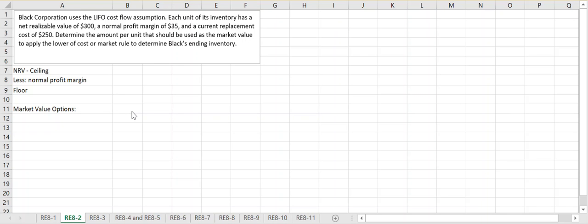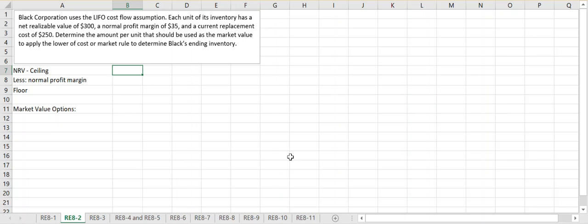So it tells us the Black Corporation uses the LIFO cost flow assumption. Each unit of its inventory has a net realizable value of $300, a normal profit margin of $35, and a current replacement cost of $250. And they want us to determine the amount per unit that should be used as the market value to apply the lower of cost or market rule to their ending inventory.